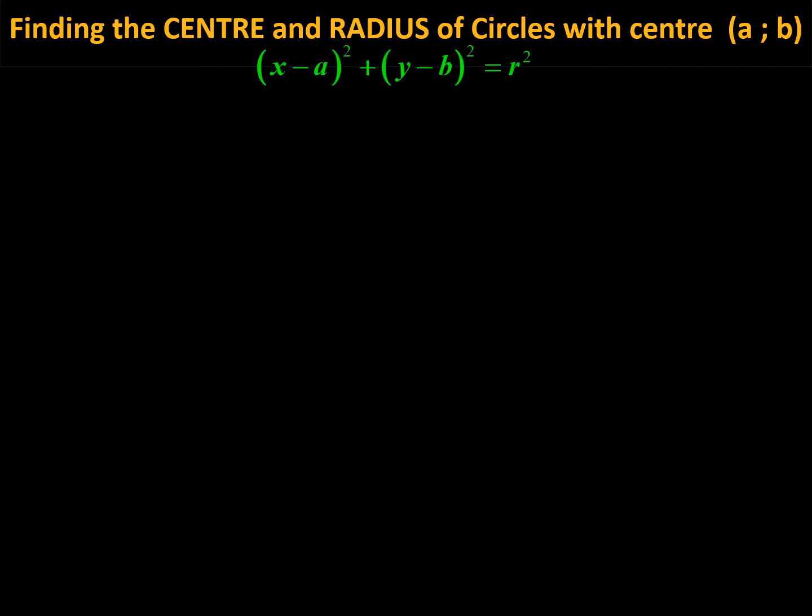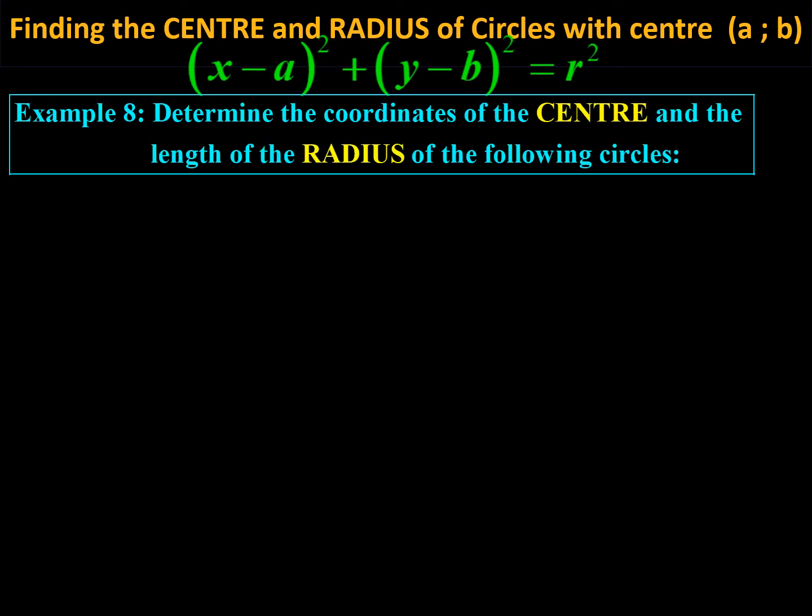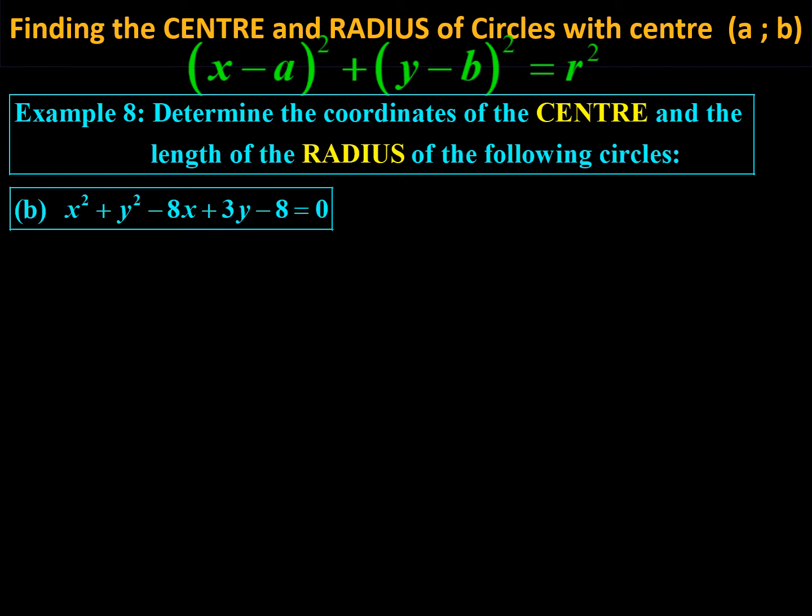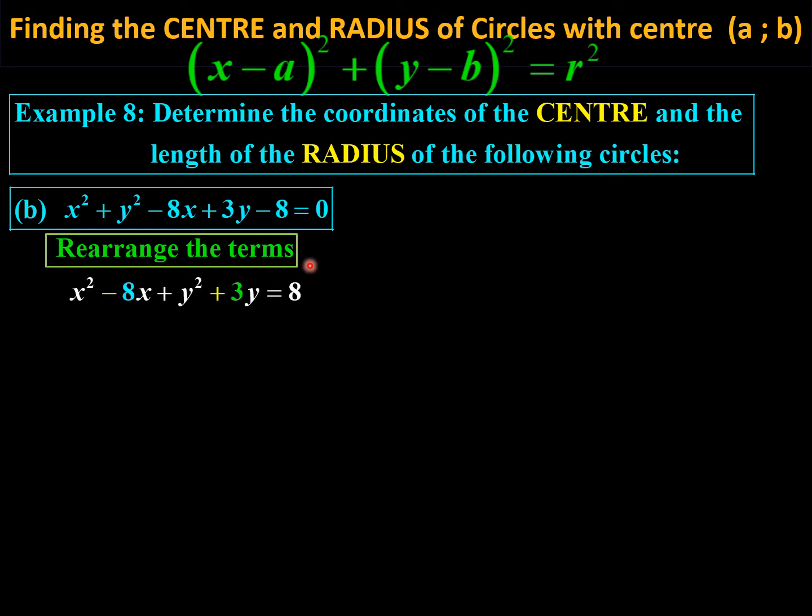Now let's look at our second example. We're going to need that formula. We want to find the coordinates of the center and the radius of the following circles. Now it's important here that you have this equation written in the correct order. So we must rearrange the terms. First the x terms, then the y terms, then the constant on the other side. And I've also color coded the numbers here, so it's easy for you to see what happens to that 8, what happens to that 3.